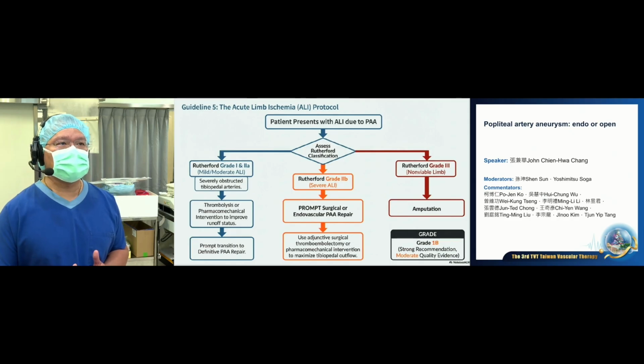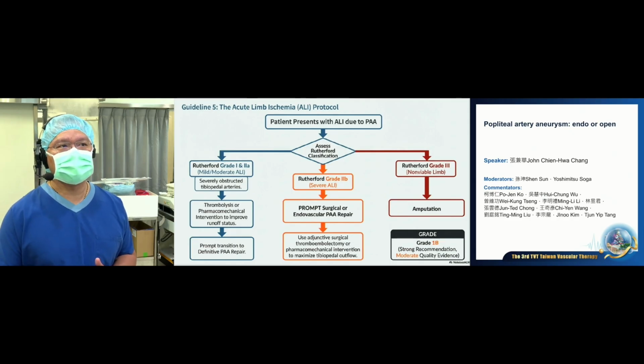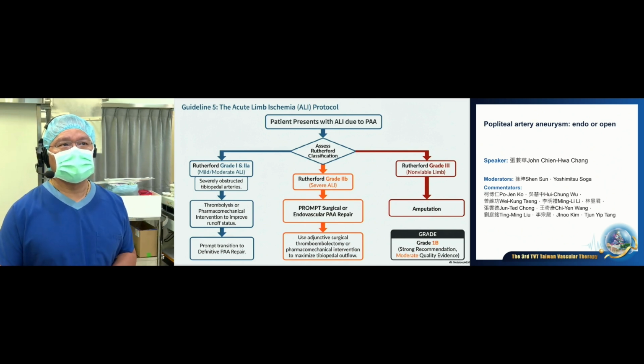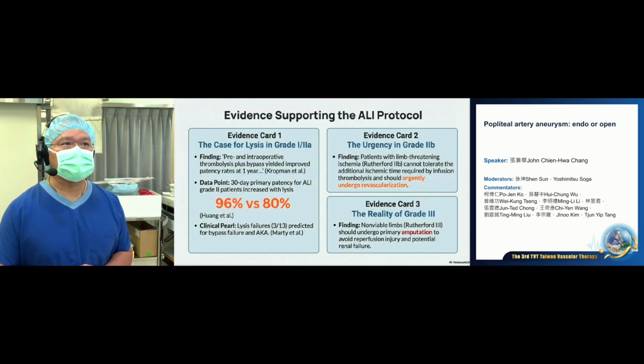But if the patient has severe acute limb ischemia, we should proceed to surgical or endovascular repair immediately to save the limb. And if the patient has Rutherford grade 3, we should do amputation for the patient to avoid reperfusion and kidney injury.